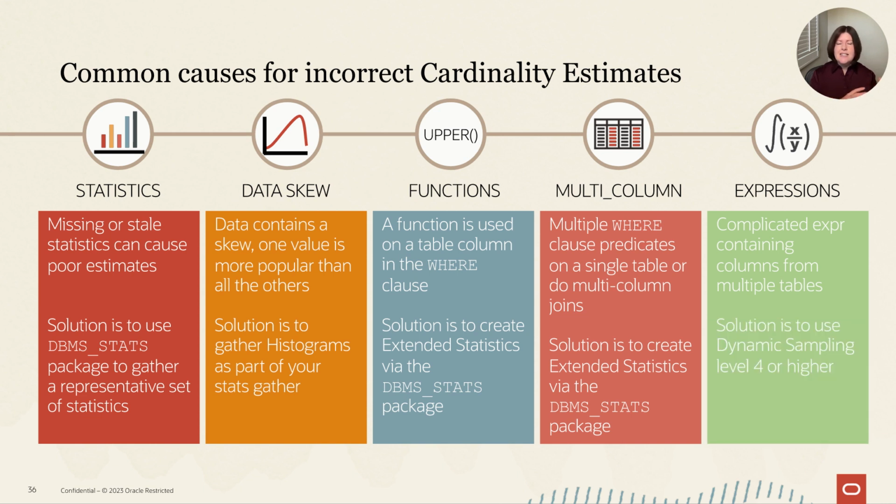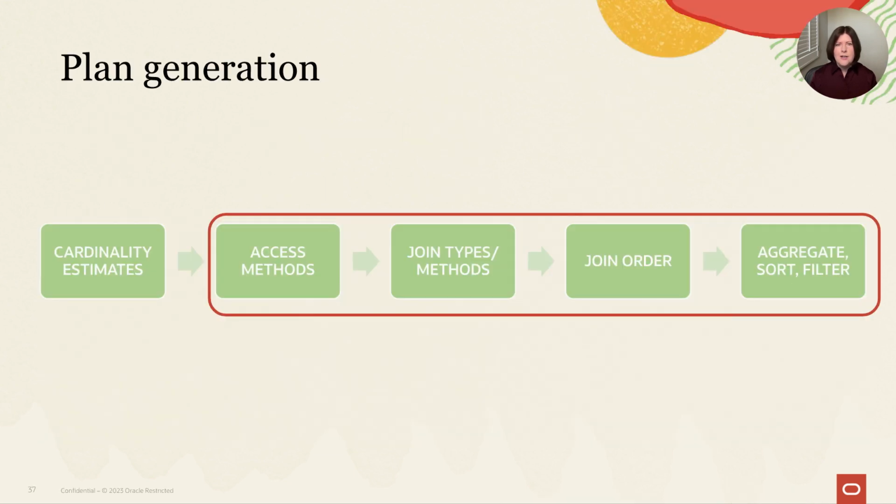Dynamic sampling allows the optimizer at parse time to take a small sample of rows from the objects, apply the function that you're using to those values, get a result, and then based on that, it will extrapolate how many rows it believes should be returned in the full data set with that particular predicate. Now, if you are going to use dynamic sampling for these complex formulas, then make sure you're setting it to level 4 or higher.